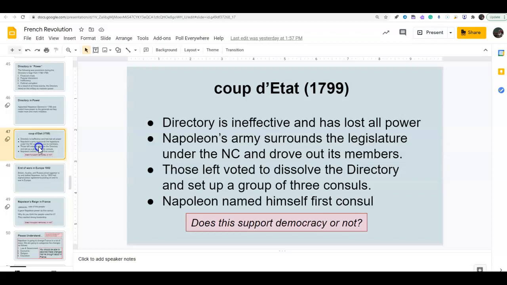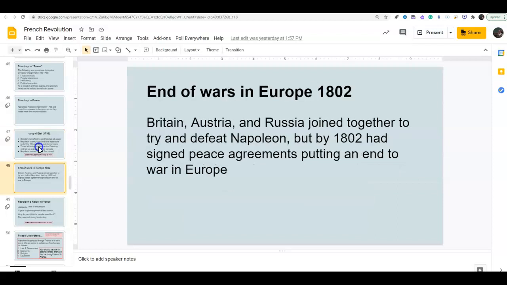So the people that were left there voted to dissolve or do away with the Directory, and set up a group of 3 consuls, naming Napoleon the first consul, meaning he had the most power. In France, you're going to have some wars that are going on. Those are going to end. Everybody hated France at this time because France was trying to take everything over. The main country that had the most issues with France was Great Britain. So you're going to see that time and time again.